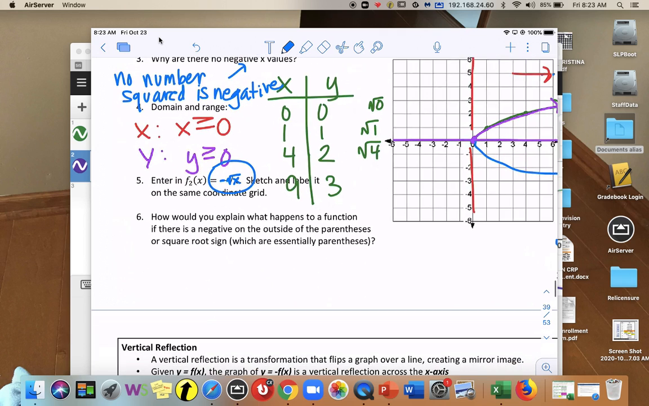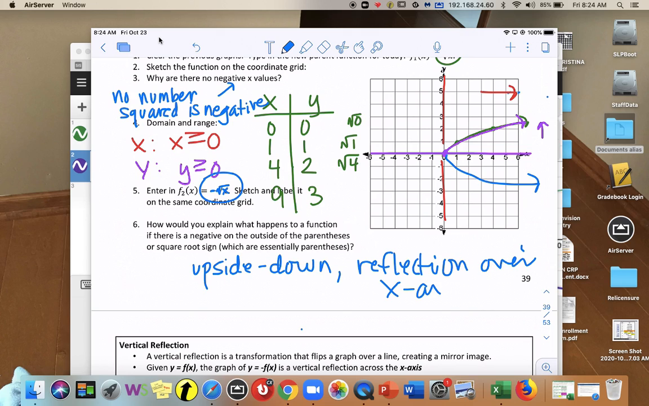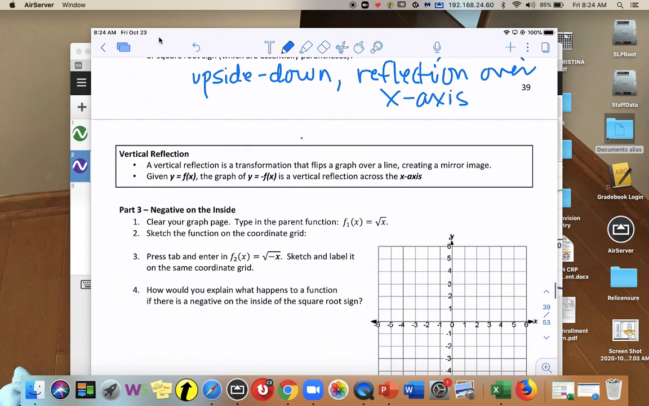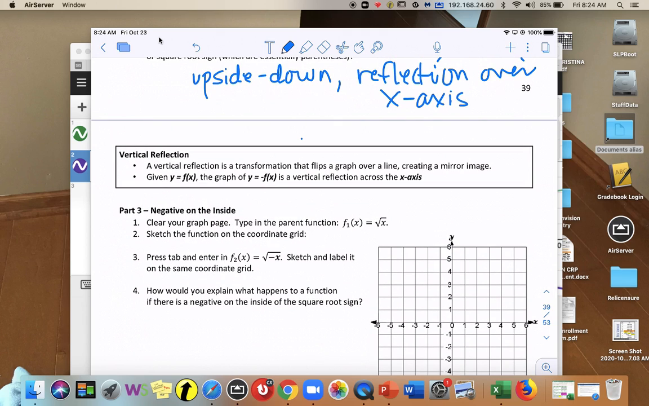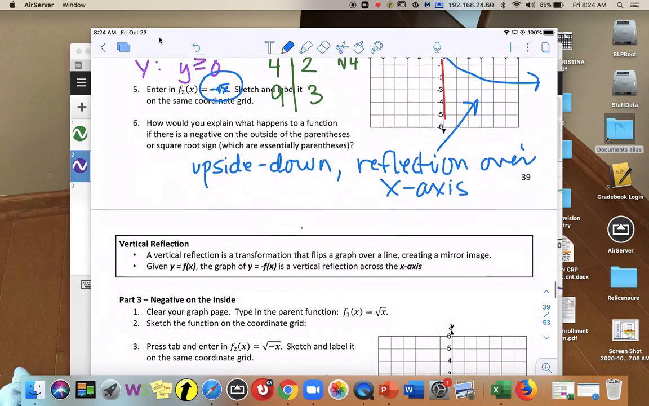Okay, so right here, how would you explain what happens to a function with a negative on the outside? So it's upside down, you might want to say. Upside down. It's a reflection over the x-axis, you could say. So it flips over the x-axis. Okay, so that leads us to our first definition today. A vertical reflection is a transformation that flips a graph over a line, creating a mirror image. So we saw that today with our vertical reflections. It flipped over the x-axis and created that mirror image.